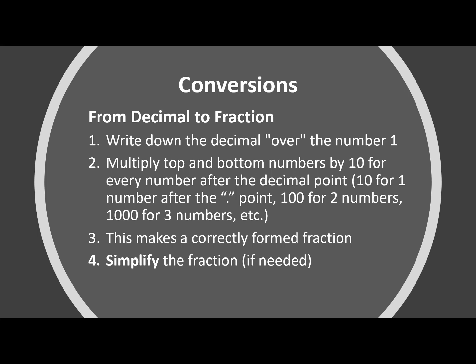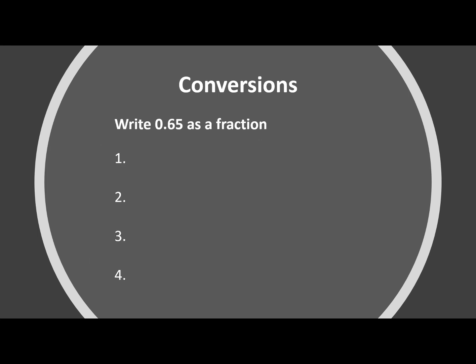Let's look at an example. Write 0.65 as a fraction. So our first step is to take the decimal, put it over 1. We see that there are 2 digits after the decimal point, so that means we need to multiply the top and the bottom by 100.